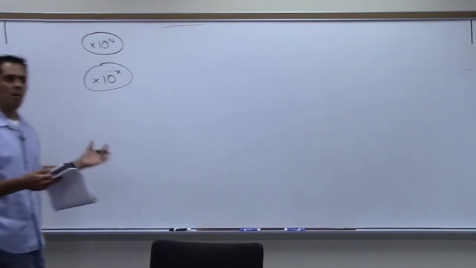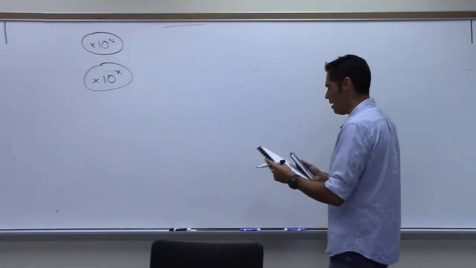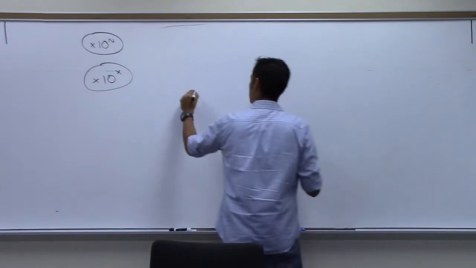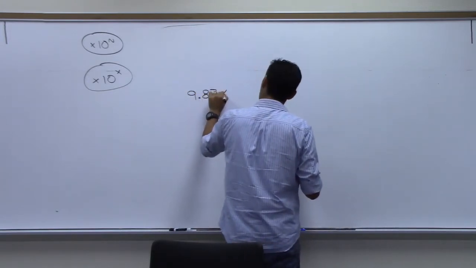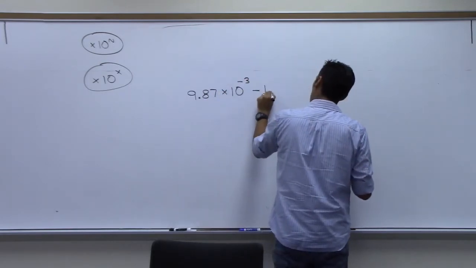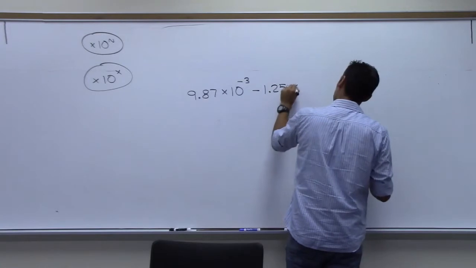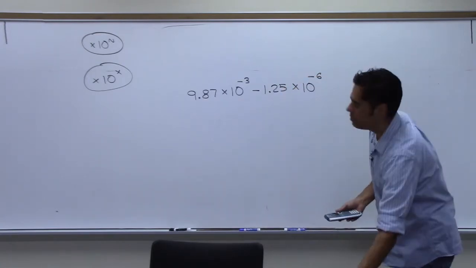I'm going to have to go around and show each of you. Let me put the problem up first. Let's make sure that you're going to try and get this on your calculator, all right? I'd like for you to do 9.87 times 10 to the -3 minus 1.25 times 10 to the -6. I'd like for you to try and do that on your calculator.